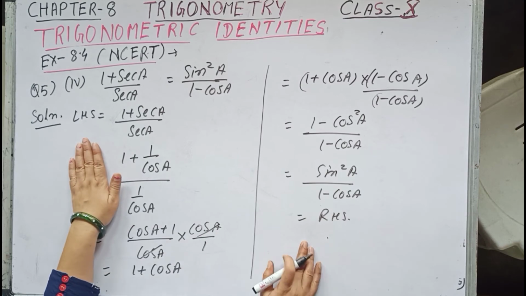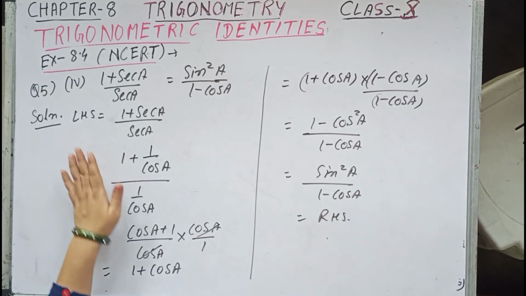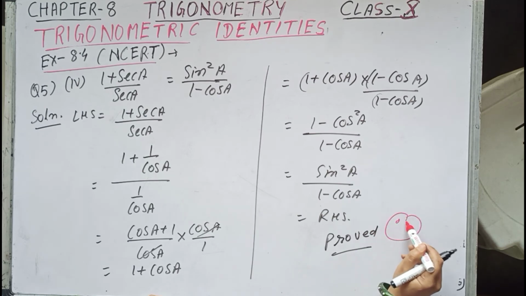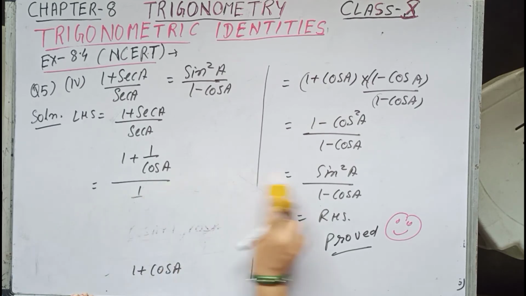So I proceeded with LHS and got RHS. Children, this way also you can do, or here also you can stop and solve this RHS to get 1 plus cos a. In that case also the solution is correct. So this one is proved, and this is your happy face. So let us move to the next question.